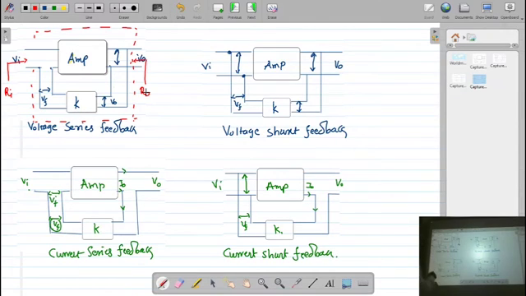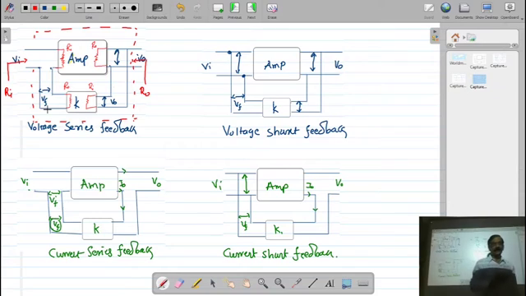So this amplifier circuit will also have an input resistance like this, and it has an output resistance like this. This is the input resistance and the output resistance of the amplifier. Same way, here the feedback network. The feedback network input resistance is here and the output resistance is here. Remember, this is the input resistance and this one is the output resistance of the feedback network.